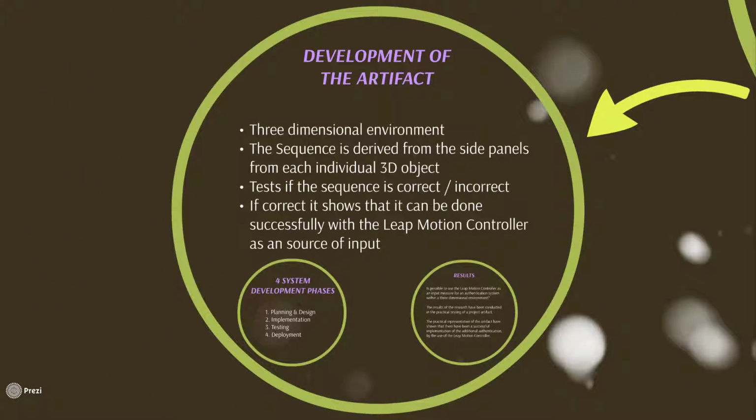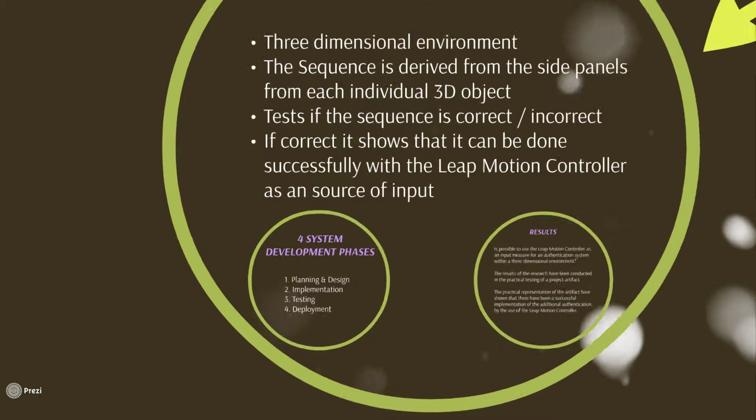Development of the artifact is based on requirements stated in the planning and designing phase of the project. Requirements such as the project has to be in a 3D environment. The sequences are derived from the side panels of each individual 3D object used in the 3D environment. After a sequence has been entered, it has to be tested whether the sequence is correct or incorrect. If the sequence is correct, it shows a correct message and shows that it can be successfully done with the leap motion controller as a source of input.